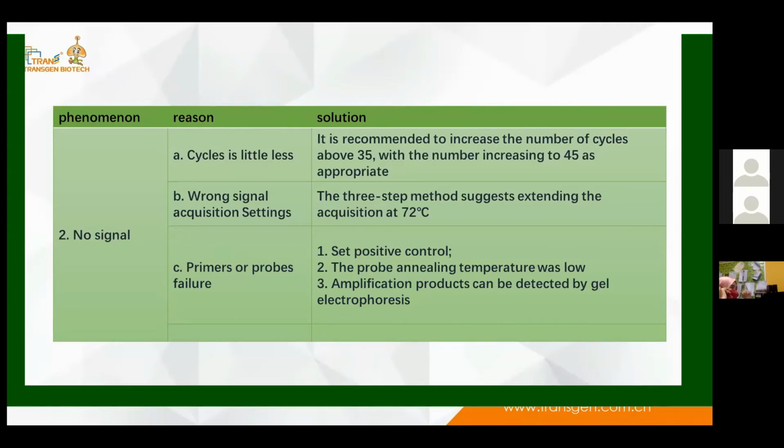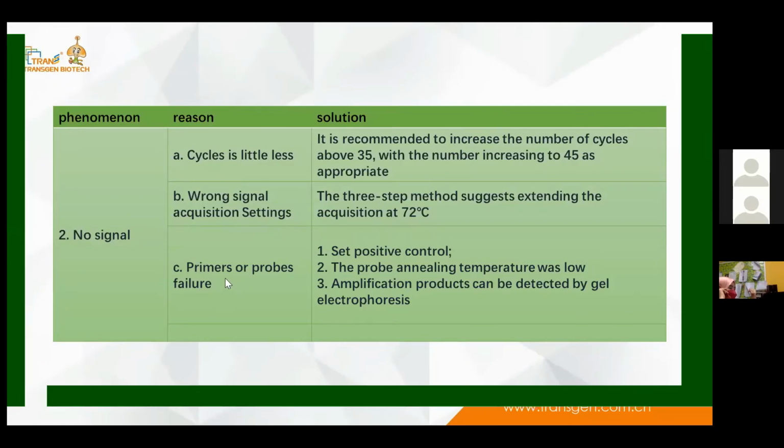But if you detect virus RNA or virus DNA, the amount of nucleic acid is very small, very low. So in this case, you can raise the cycles from 40 to 50, and the experiment can also work appropriately. The other one is the raw signal acquisition settings. The three-step method suggests extending the acquisition at 72 centigrade.